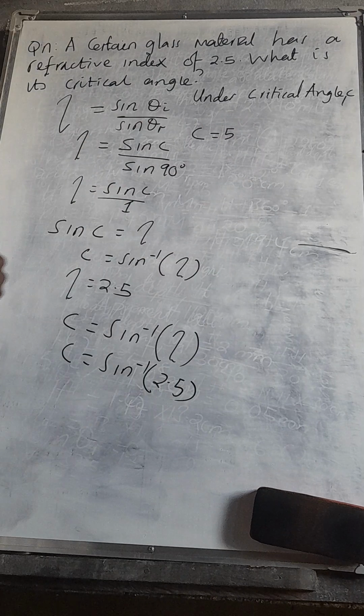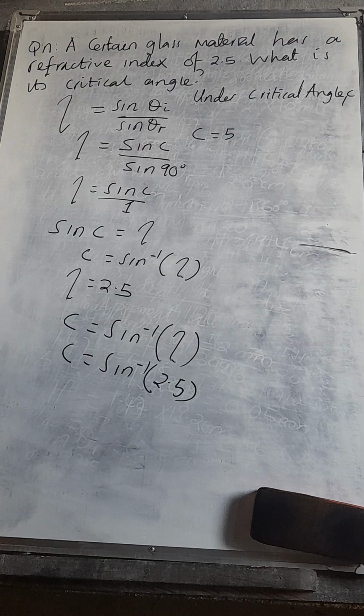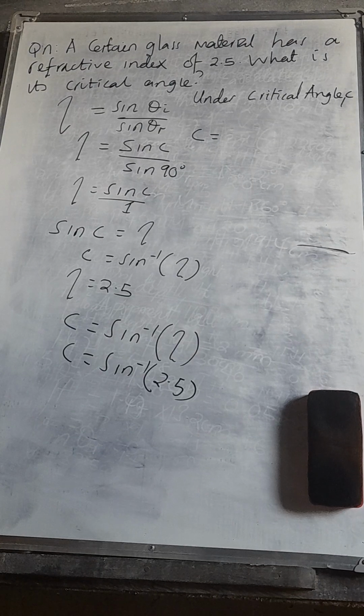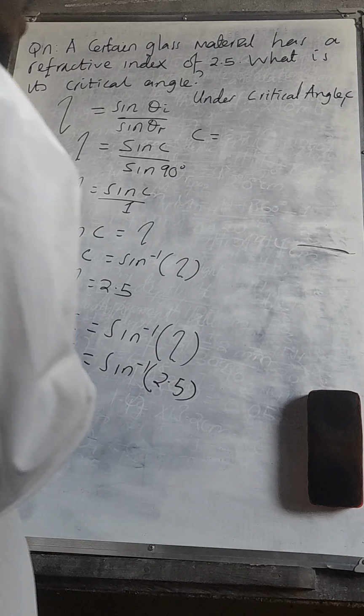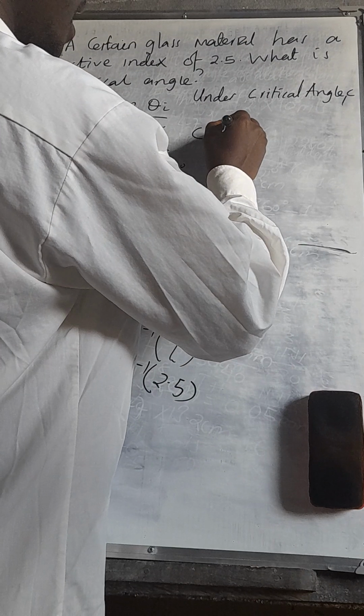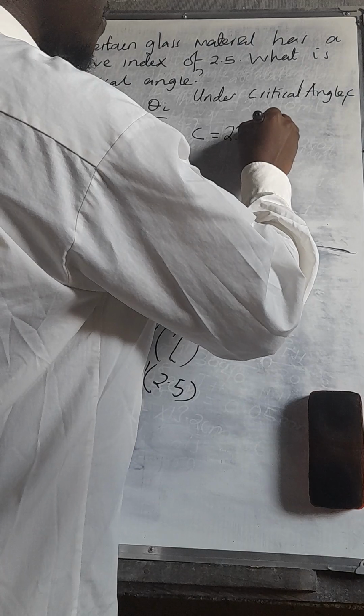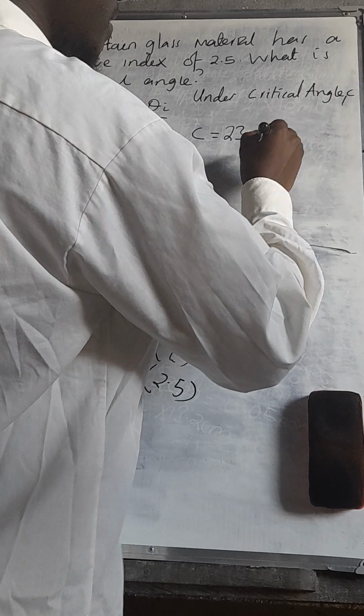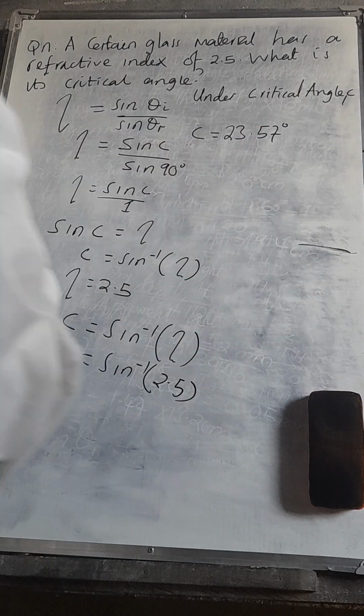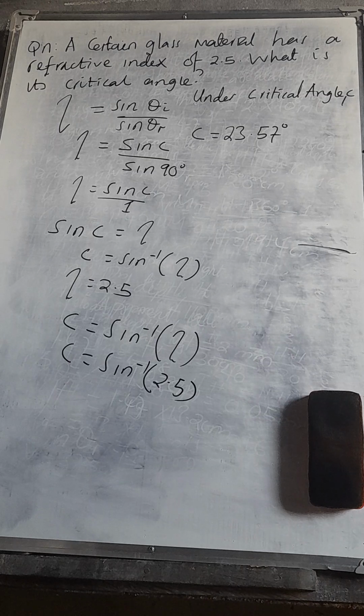So finally ukitafuta sine inverse ya 2.5, let us check. If you substitute in calculator there, utapata the critical angle is equal to 23.57 degree. Kwa hivi ndivyo ambavyo unaweza ukatafuta critical angle.